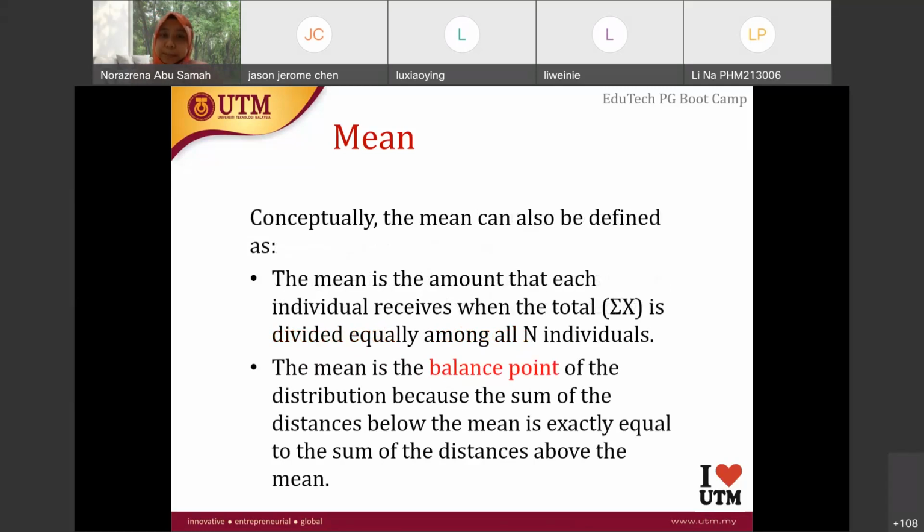Conceptually, the mean can also be defined as the amount that each individual receives when the total sum of x is divided equally among all n individuals. It's an average, or the mean. The mean is the balance point of the distribution because the sum of the distances below the mean is exactly equal to the sum of the distances above the mean. The mean is also called the balance point, where the distances below and above are the same. We will see later.